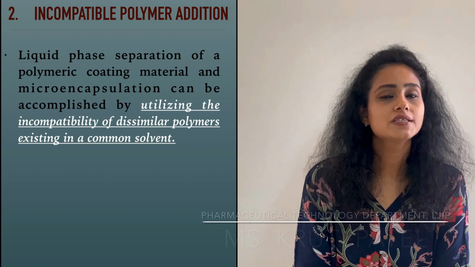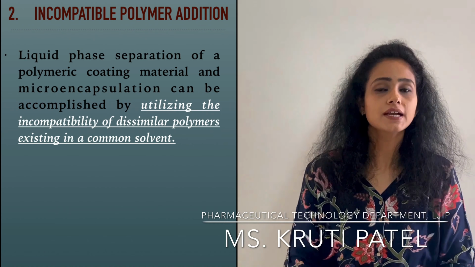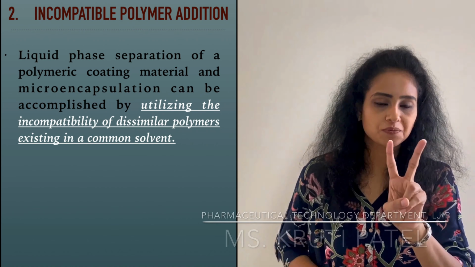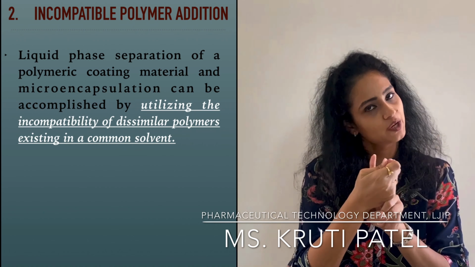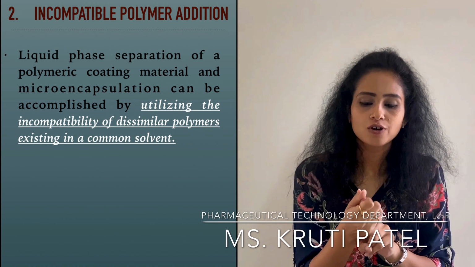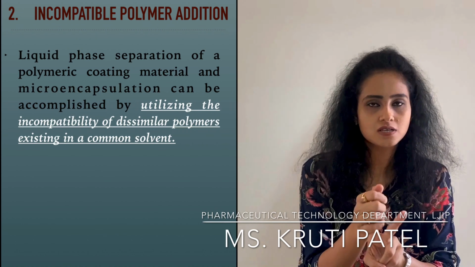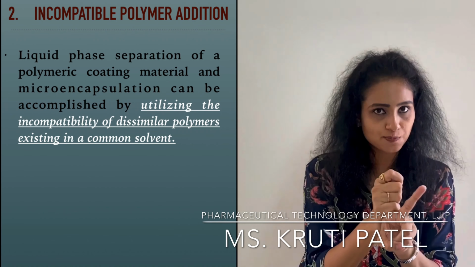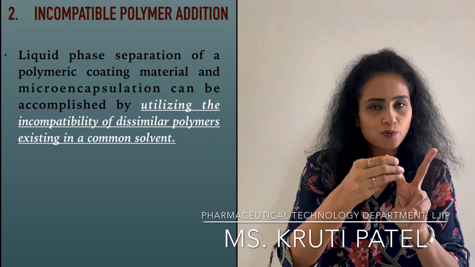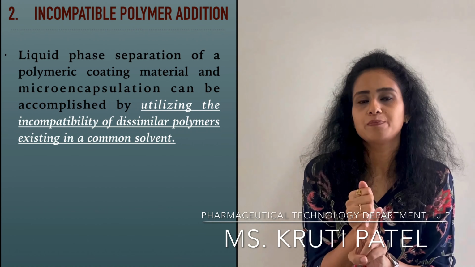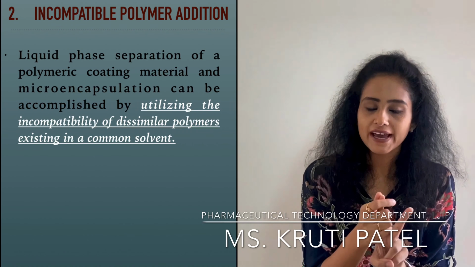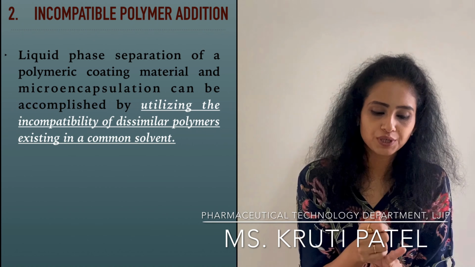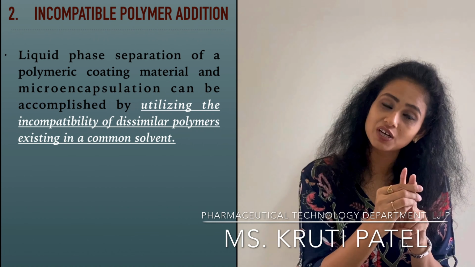Now the second one is incompatible polymer addition. Okay, how does this work? Say for example, I have 2 polymers, polymer X and polymer Y, and I have a solvent. Now my main polymer is polymer X. I want to coat my core particles with this X polymer. Now I am dissolving this X polymer in a solvent, right? So that forms a solution. Now what I have to do is create 3 immiscible phases. So I will be adding this Y polymer in that solution.